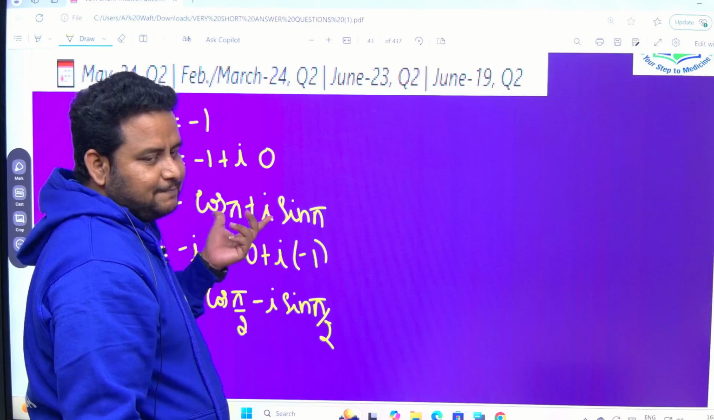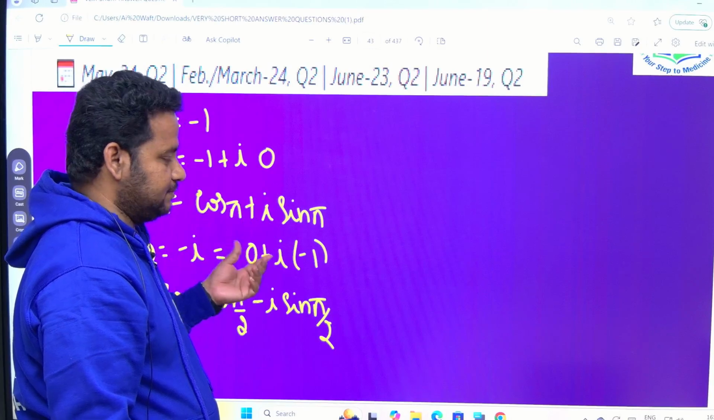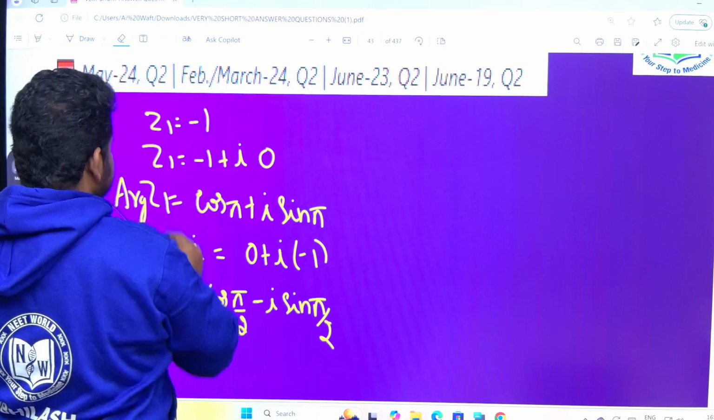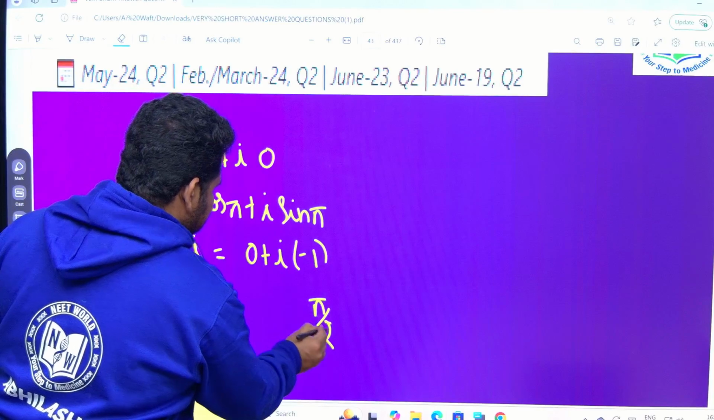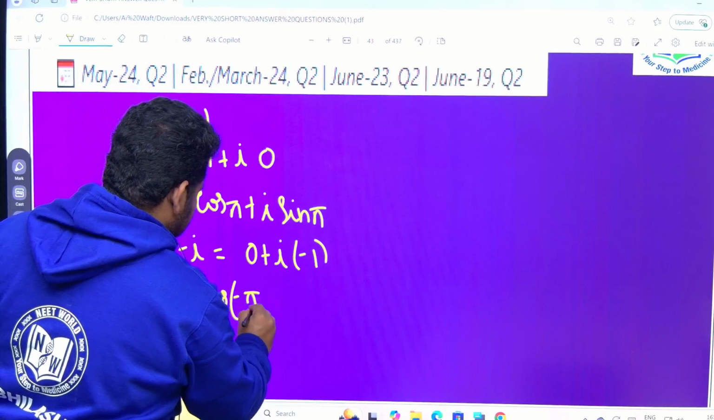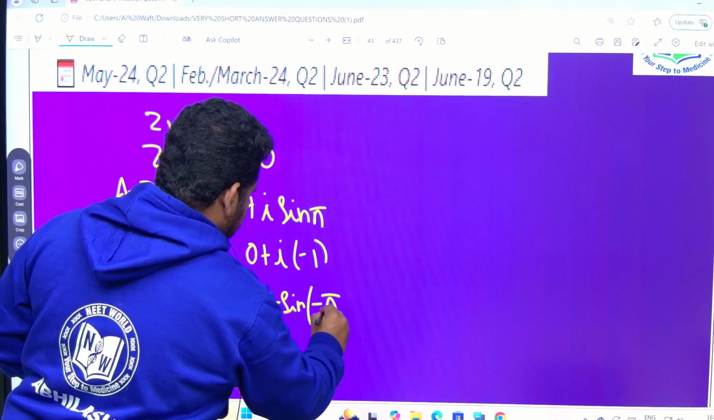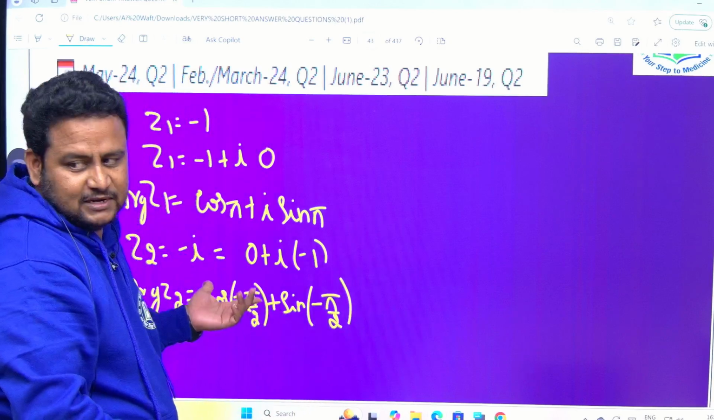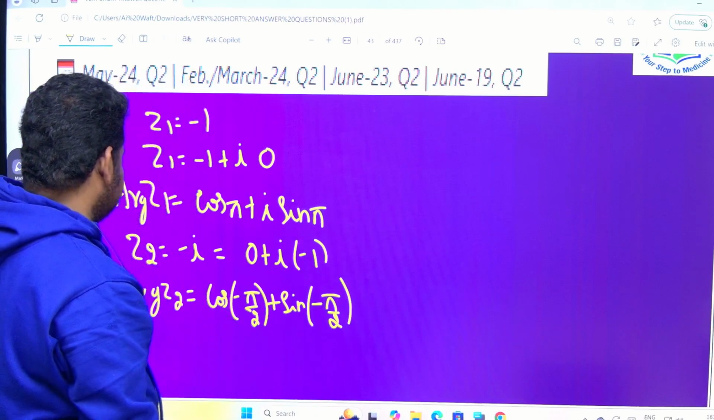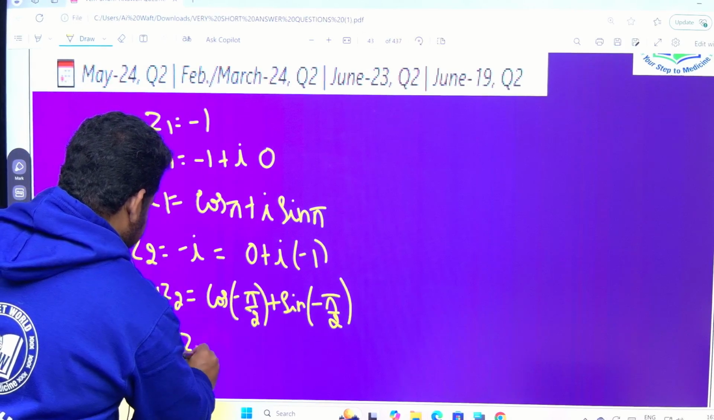But we want it in the form of cos theta plus i sin theta. Polar form is in the form of r into cos theta plus i sin theta, but it is not in the form of cos theta minus i sin theta. So, instead of writing pi by 2, you can take it as minus pi by 2: cos minus pi by 2 plus i sin minus pi by 2. Cos of minus pi by 2 will be equal to 0. Sin of minus pi by 2 will be equal to what? Minus 1.